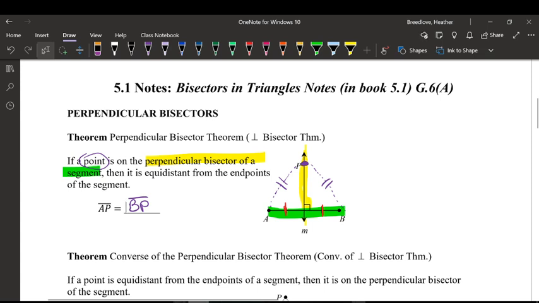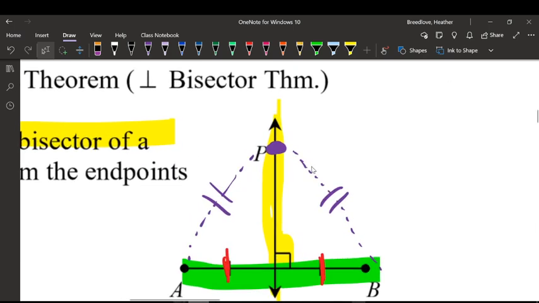Is P upside down at the top? Right here? No? Oh. I couldn't see P.